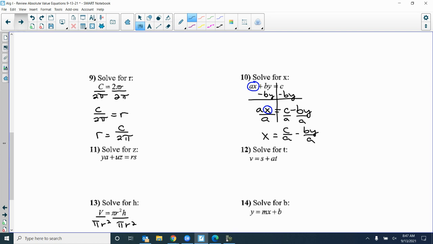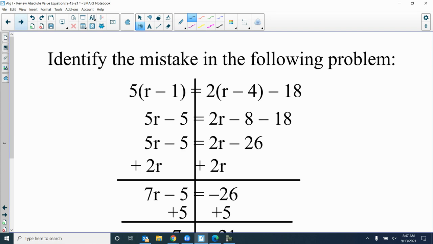This is something you'll see something similar to on the test and on the OST. You see an equation written out. It's going to say find the mistake in the problem. I want you to circle the first step where there's a mistake. And then we're going to figure this out.